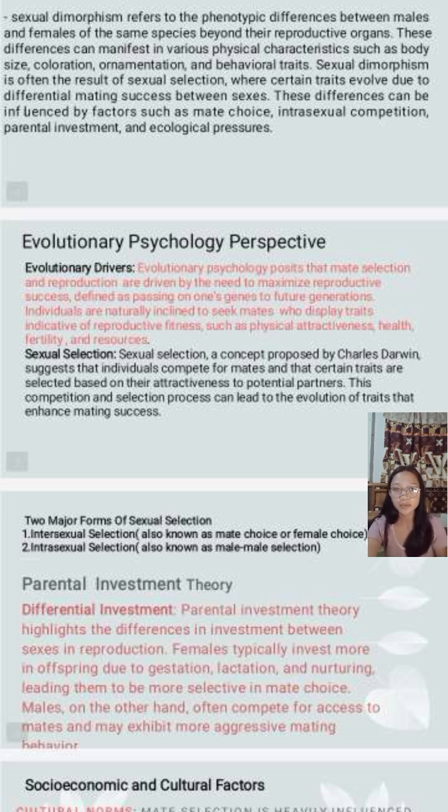Since in sexual dimorphism we differ in color and physical characteristics, our body size, ornamentations, and behavioral traits, we also differ in what we like.